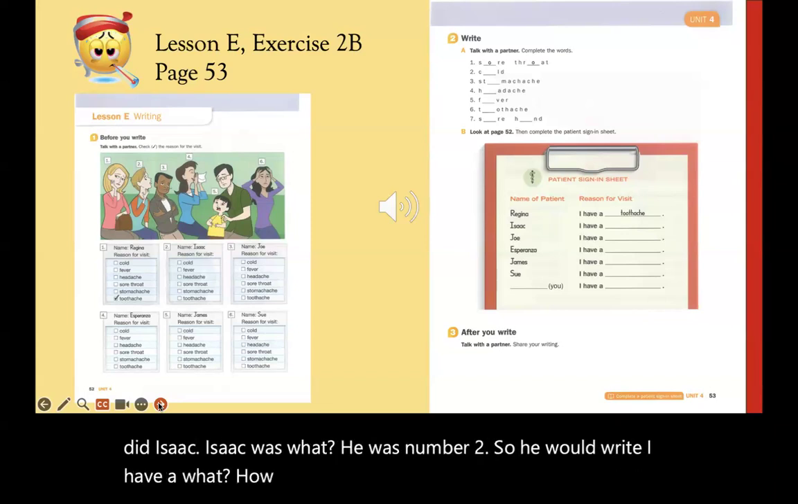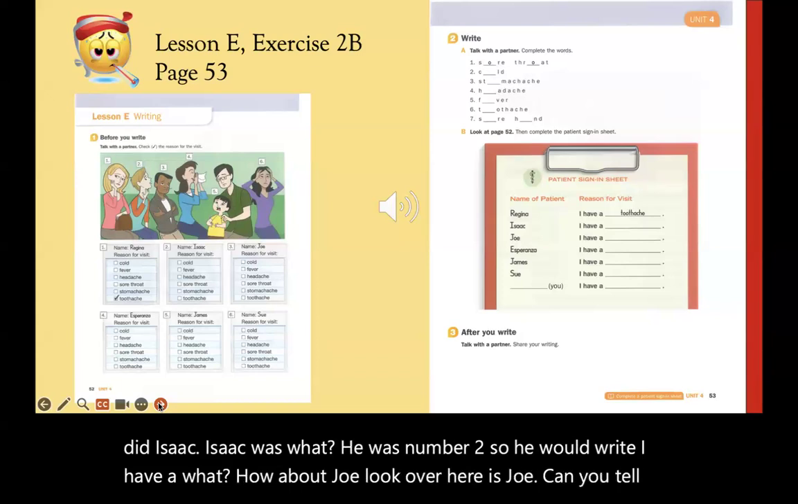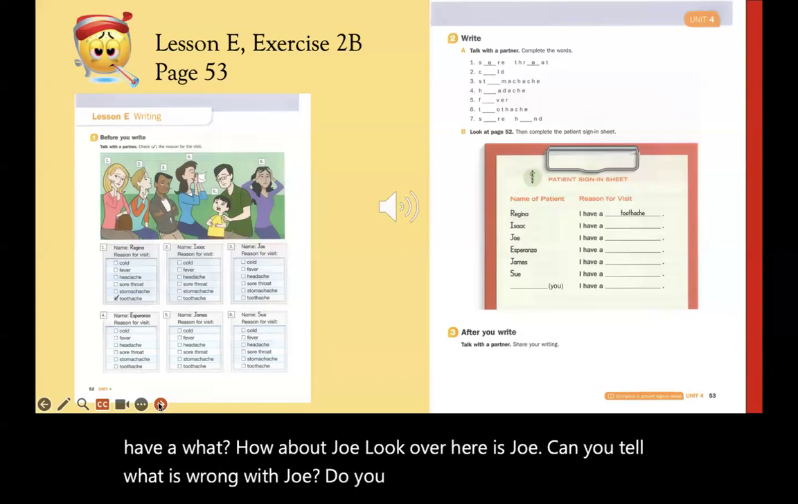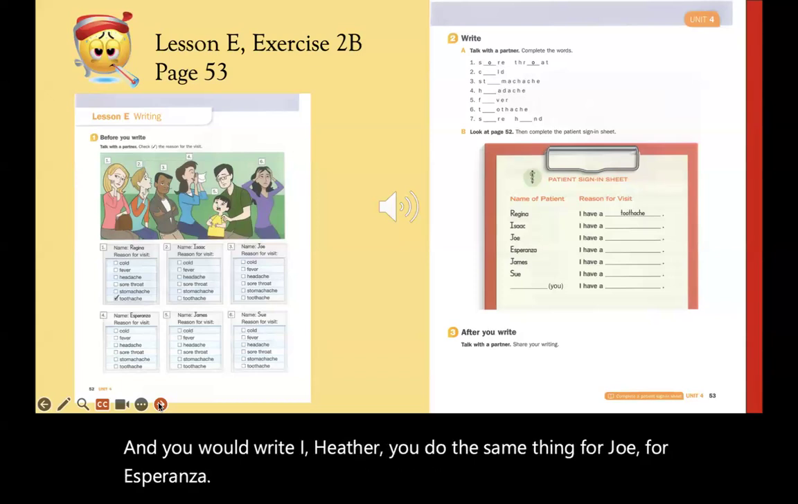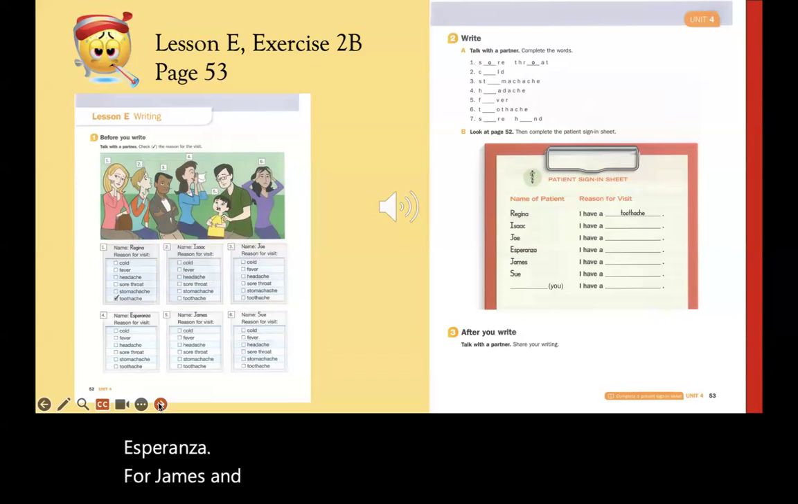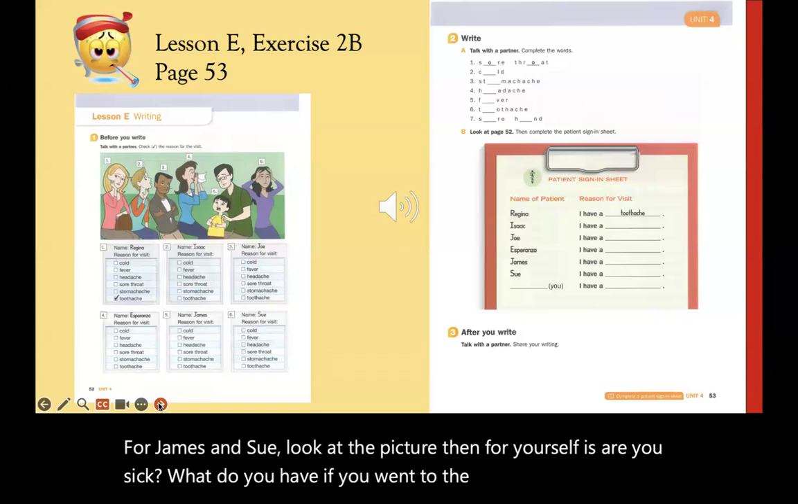How about Joe? Look over here. Here is Joe. Can you tell what is wrong with Joe? Do you remember? And you would write, I have a. You do the same thing for Joe, for Esperanza, for James and Sue. Look at the picture. Then for yourself, are you sick? What do you have? If you went to the doctor, what would you put?